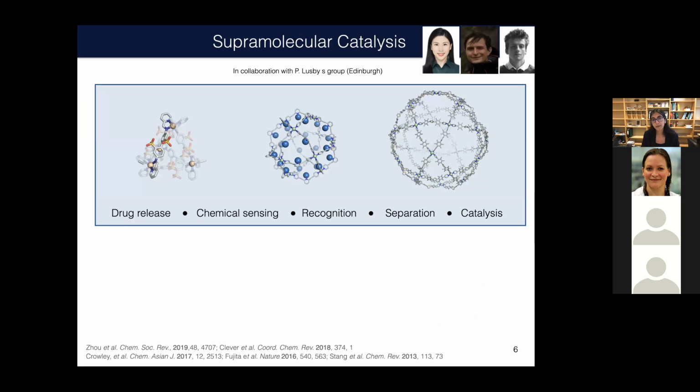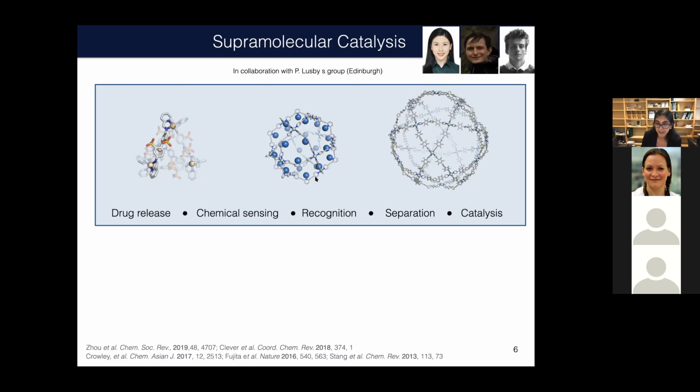So in the area of supramolecular chemistry, this is something that I was introduced to initially by Paul Lusby in Edinburgh, and we continue working together in this very exciting area. You have probably seen these amazing, very beautiful structures; I'm showing just 3 of them here. Those are supramolecular assemblies that just form spontaneously in solution. You have the building blocks, you mix them in solution, and they form this amazing structure. And there have been many applications related to drug release, chemical sensing, and separation.